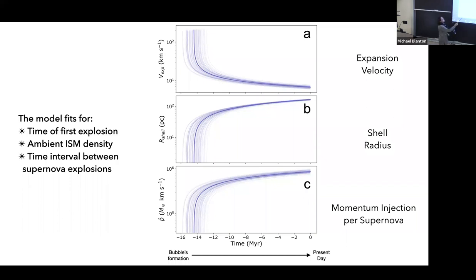Anyways, this is what the bubble's evolution looks like. This is the velocity of the shell over time, so from the bubble's formation to the present day. It's moving at about 7 kilometers per second. It's about 165 parsecs wide in the present day, and then the momentum injection per supernova is a few times 10 to the 5 solar masses.